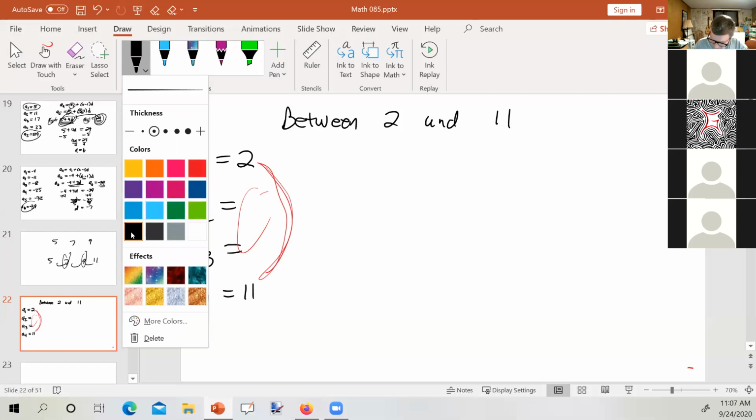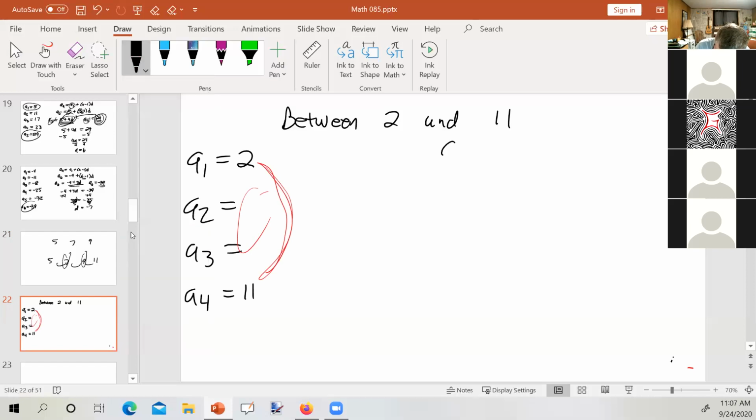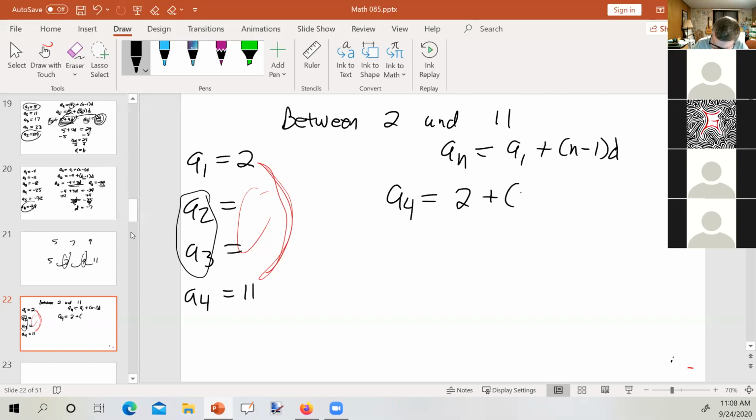So again, we're going to use a sub n equals a sub 1 plus n minus 1 times d. You can start to see this is pretty much just like the last 2 problems. The only difference is we needed to know how many numbers we needed to find in the middle. So a sub 4 is a sub 1, which is 2, plus n minus 1, which is 4 minus 1 times d. Any questions where I got the 2 or the 4?